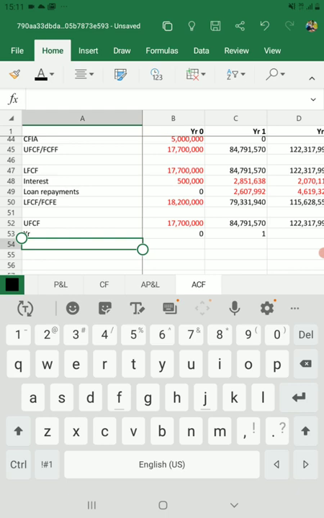Okay, so how do we establish that cost of capital? Because we are dealing with both debt and equity holders, we need to develop an average cost of capital for both of them, which is known as the weighted average cost of capital.